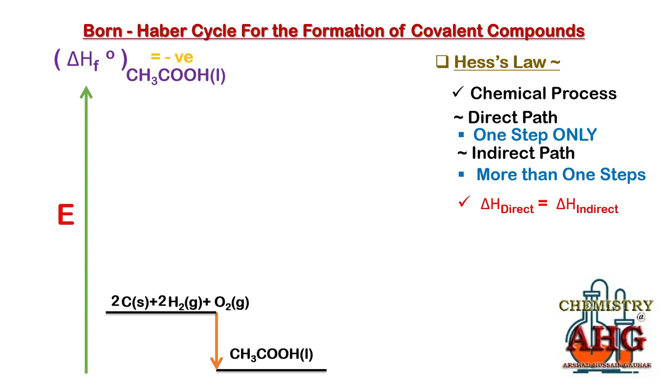And since you can see in this case only one step is involved, what can we say? We can say that this is the enthalpy change of formation of ethanoic acid. So always remember, for the formation of a covalent compound, the enthalpy change of the direct path is the enthalpy change of formation. Now let's move on to the indirect path.